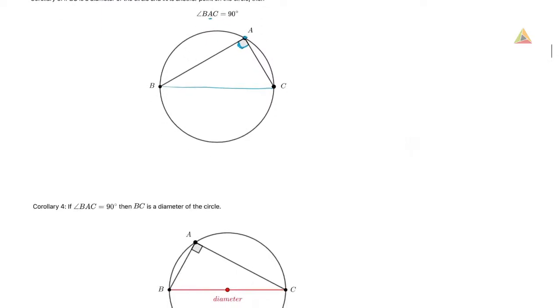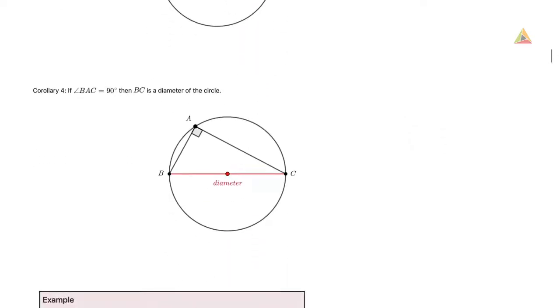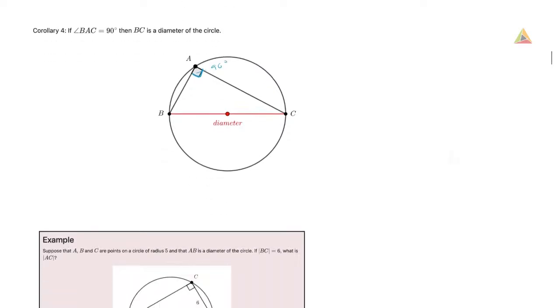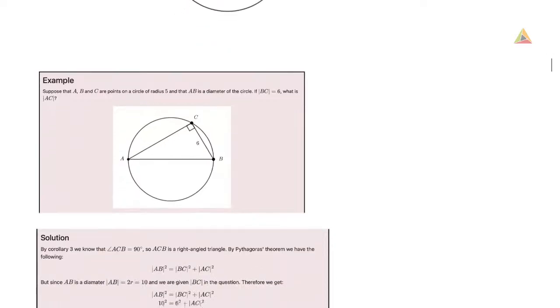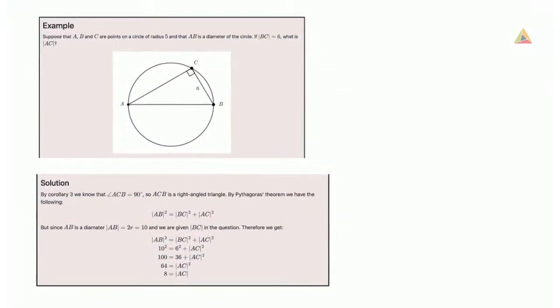Okay, we'll go on to the next one. So if the angle BAC is 90 degrees, which is this angle here, then BC is a diameter of the circle. So it's kind of the opposite of what we just did there. If the angle BAC is 90 degrees, then they're saying the side BC is the diameter of the circle. Okay, so we're going to go to an example now and a solution.